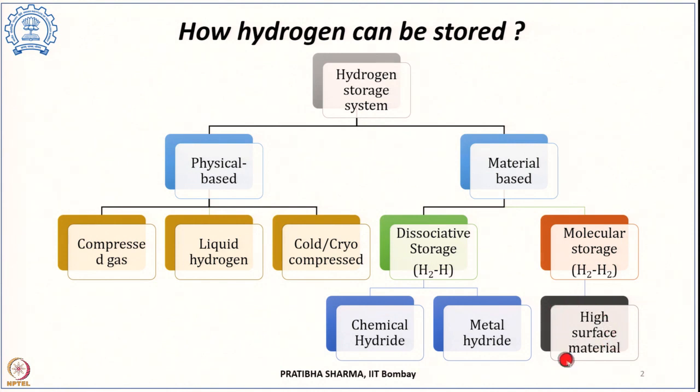Now, in this class, we will start with the other category of materials used for solid state hydrogen storage, wherein the hydrogen molecule dissociates to form hydrogen atoms, and that hydrogen atom forms a bond with the material. So, the class of materials that we will look at in today's class is metal hydrides.